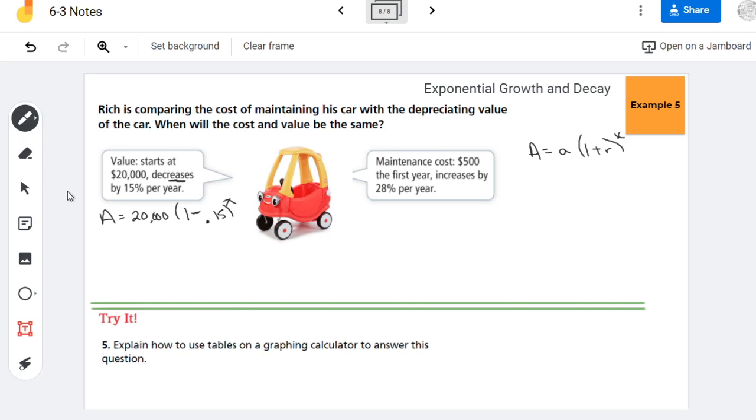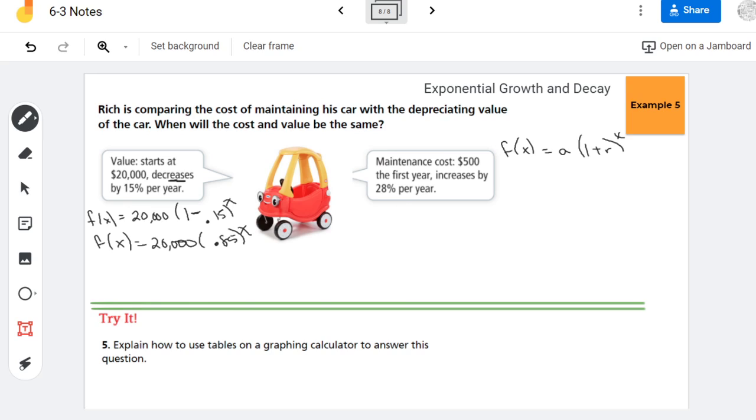I probably should have called that an f of x instead of an a. Sorry, I'm mixing up my formulas a little bit. That might be what you've seen better. There we go. So now, if I clean up that parentheses a little bit, this is the formula for his depreciation.